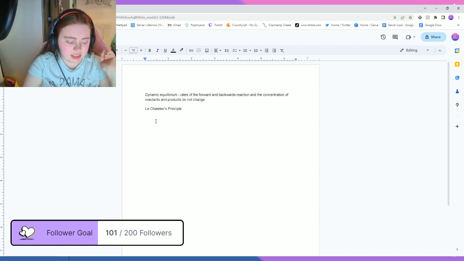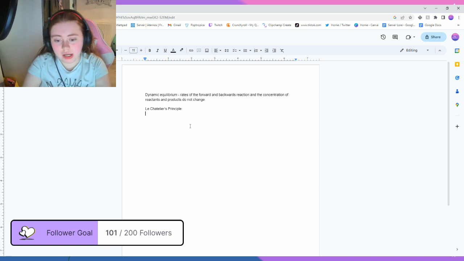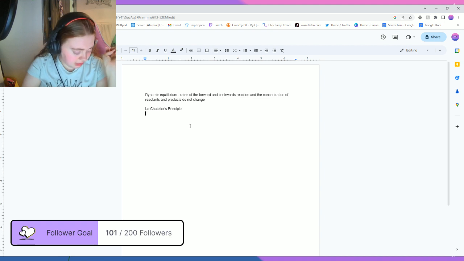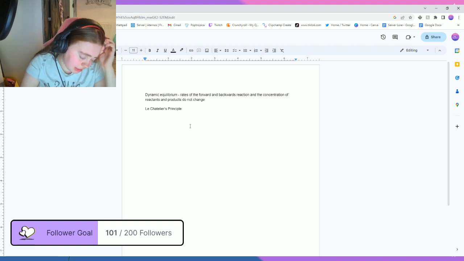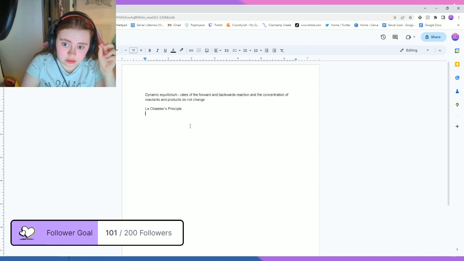So this basically states that if there's a change in either concentration, pressure, or temperature, then the equilibrium will move to one side of the reaction, either the forward or backwards reaction, to counteract that change. So for example, when concentration changes, this is the most, not convoluted, but it's just a lot to explain.